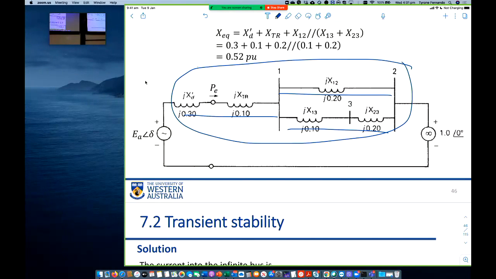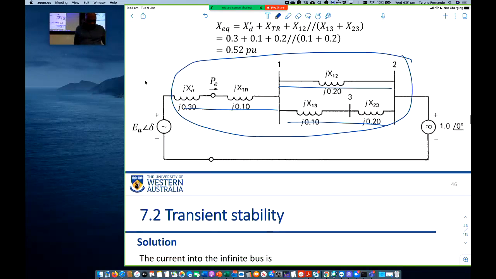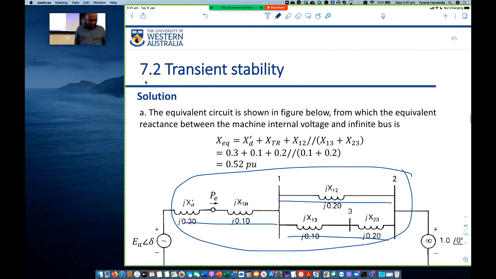So you have a generator on the left, a reactance in the middle, and an infinite bus on the right. That's what we got. The reactance in the middle is this one here. Just simplify: for parallel reactances you find the equivalent reactance, and you sum the series connected reactances.